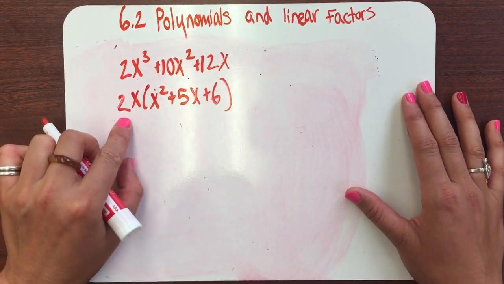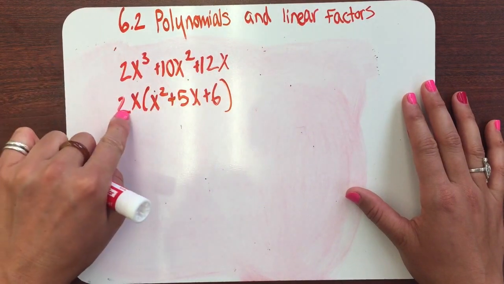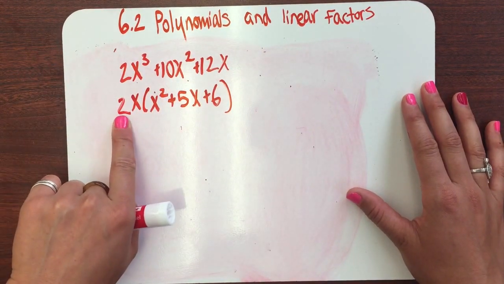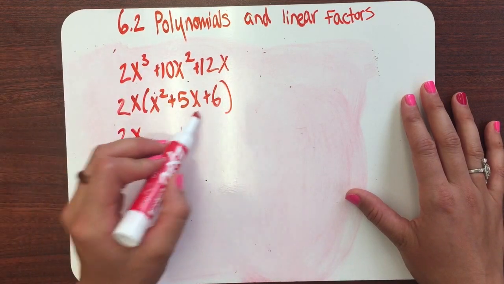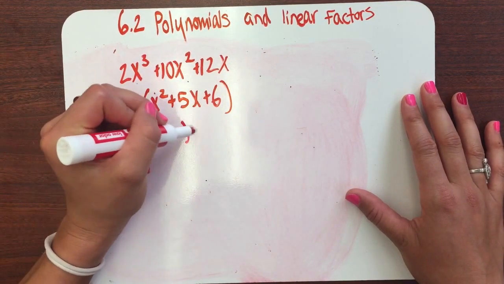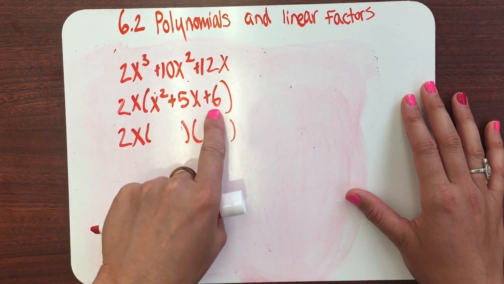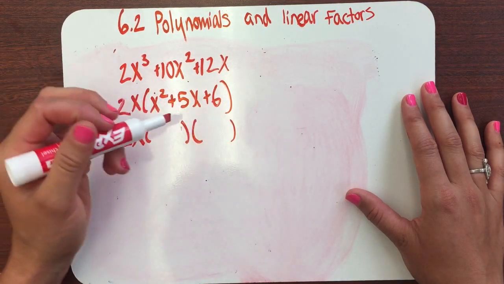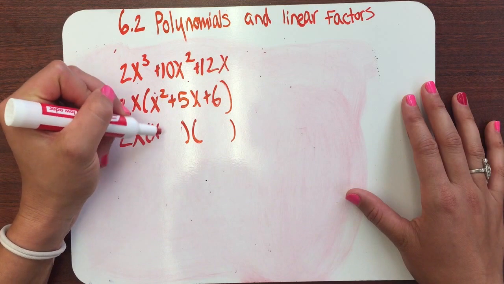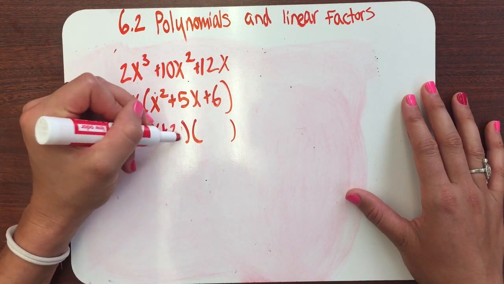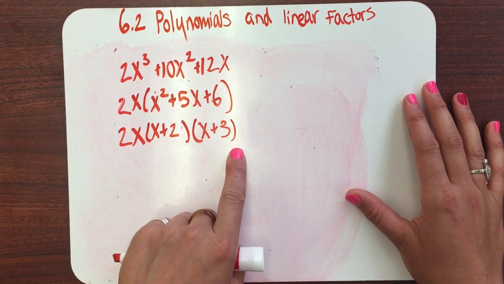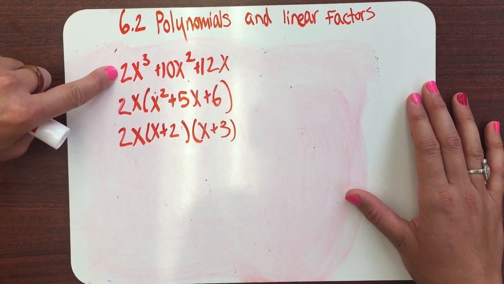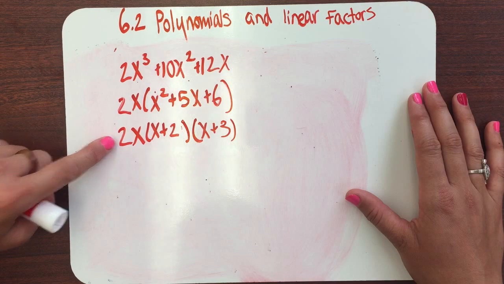Really what we did here was divide each term by 2x, what we took out, or the greatest common factor. We can keep going here because this trinomial can be factored. You say, what multiplies to 6 and adds up to 5? 3 and 2 do. So we write it as x plus 2 and x plus 3, and this is factored form. So this was our standard form, and this was our factored form.